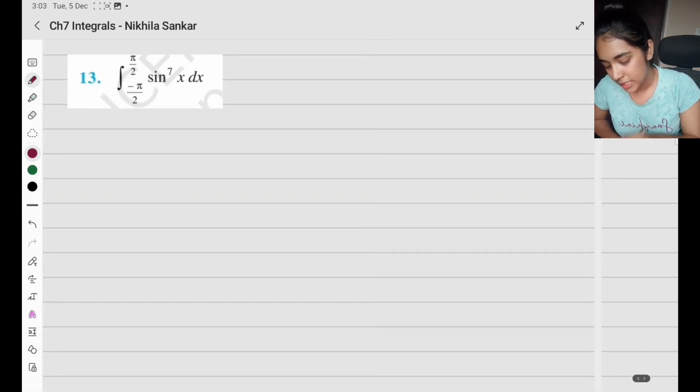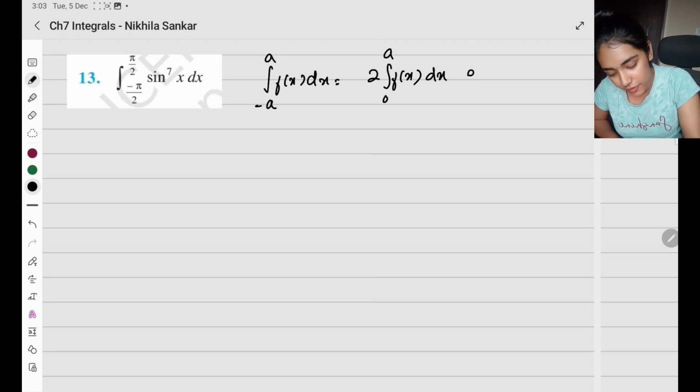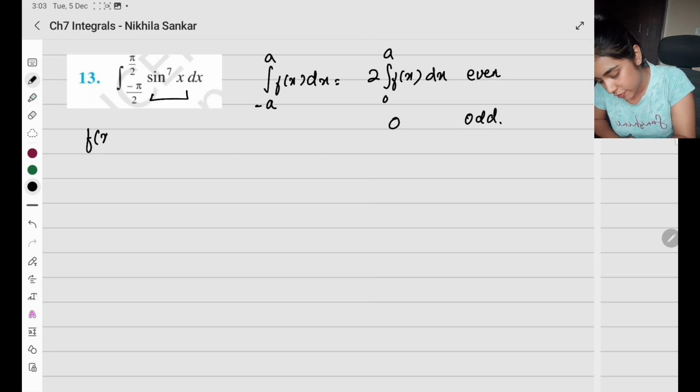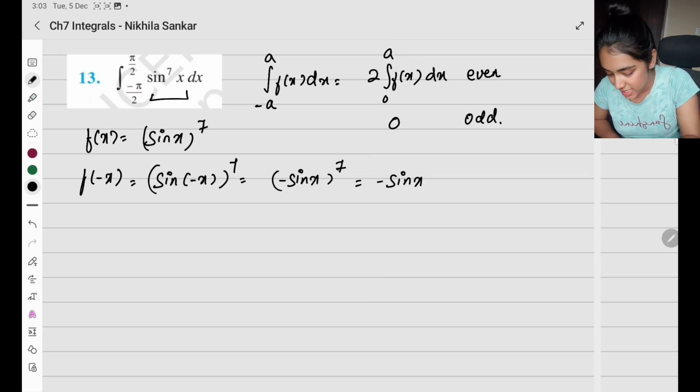Question number 13. So here I am going to use property number 7. So I have the integral from minus a to a of f of x dx is going to be 2 times integral 0 to a of f of x dx if it's an even function and 0 if it's an odd function. Here, what is f of x? F of x is going to be sin x the whole power 7. When I substitute f of minus x, I'll be getting sin of minus x the whole power 7, which is going to be minus sin x the whole power 7, which is minus f of x, which is an odd function.